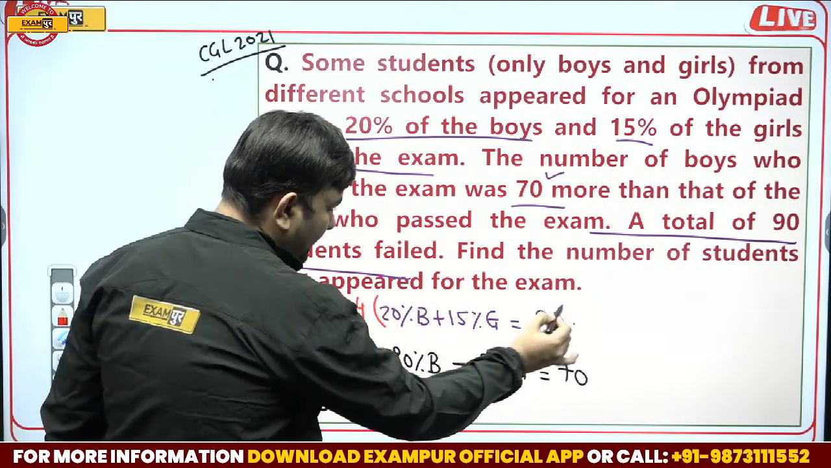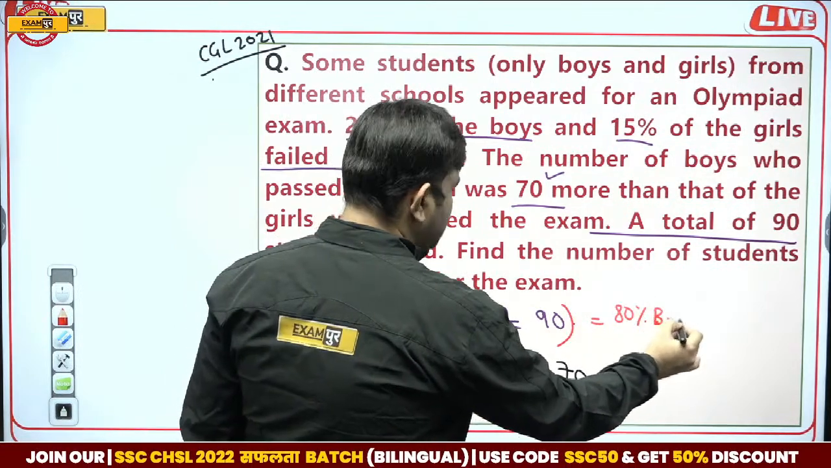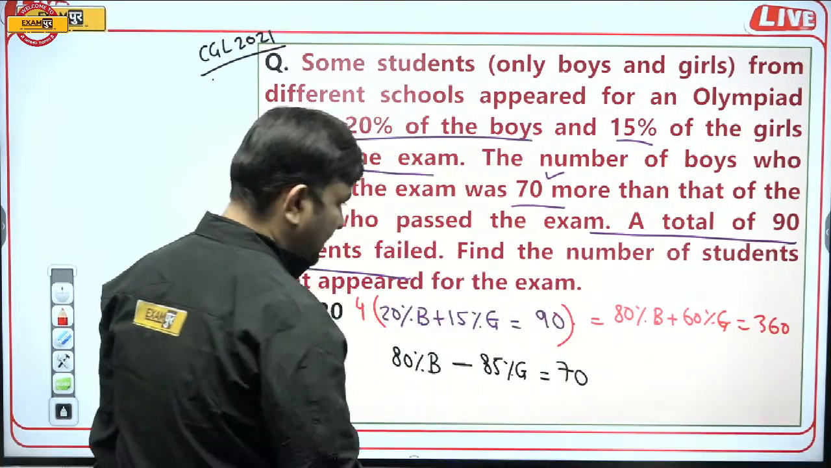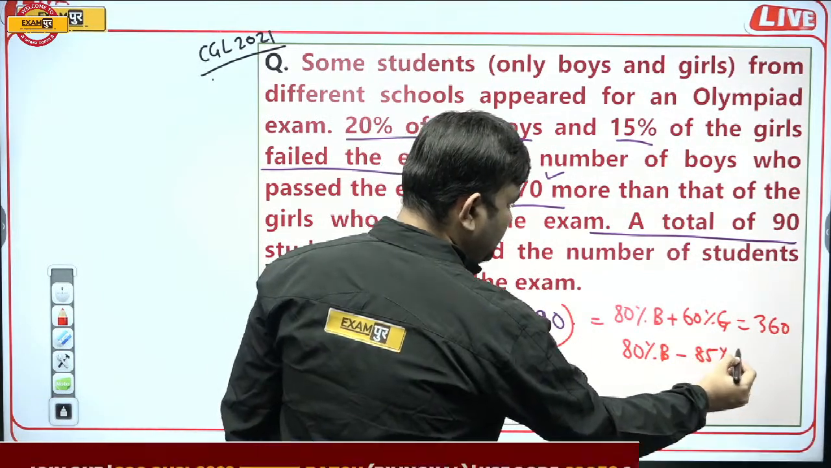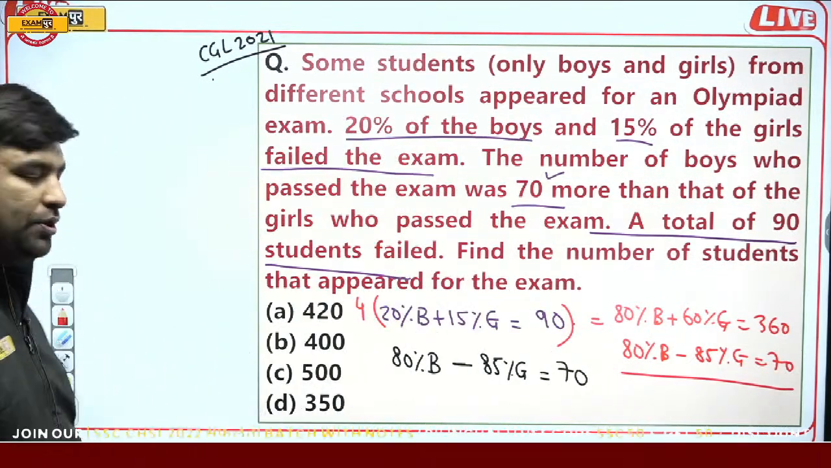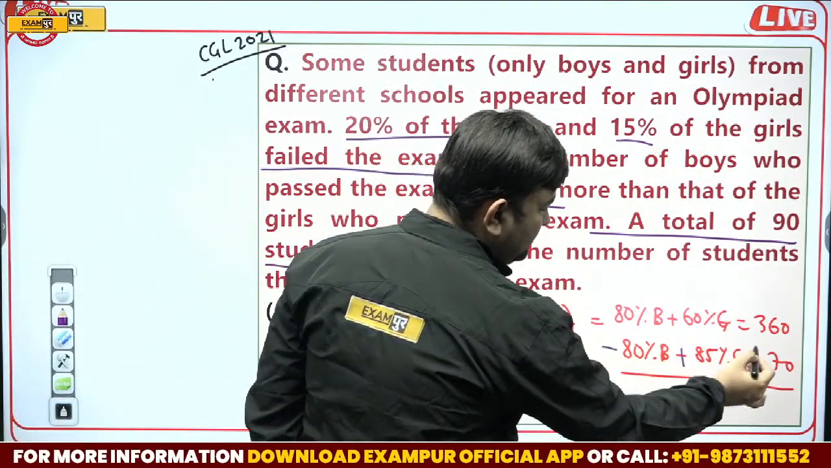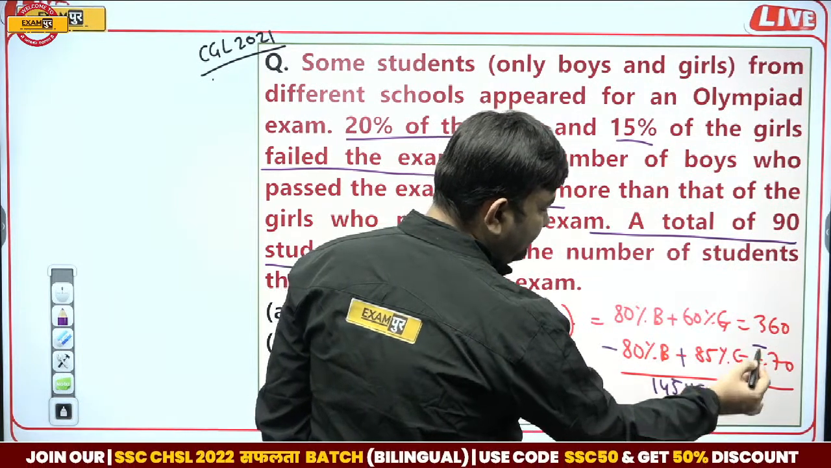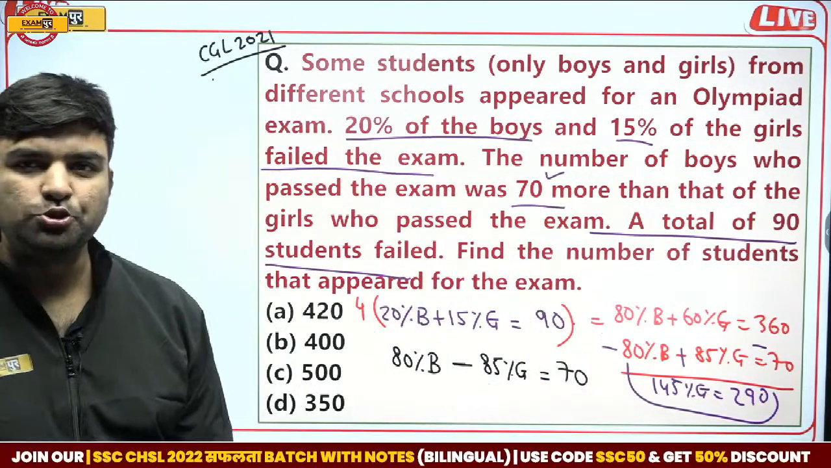So multiply it by 4. So it will become 80% boys plus 60% girls is equal to 360. And here 80% boys and 85% girls is equal to 70. Subtracting equation 2 from equation 1. Minus plus minus. 145% girls is equal to 290.